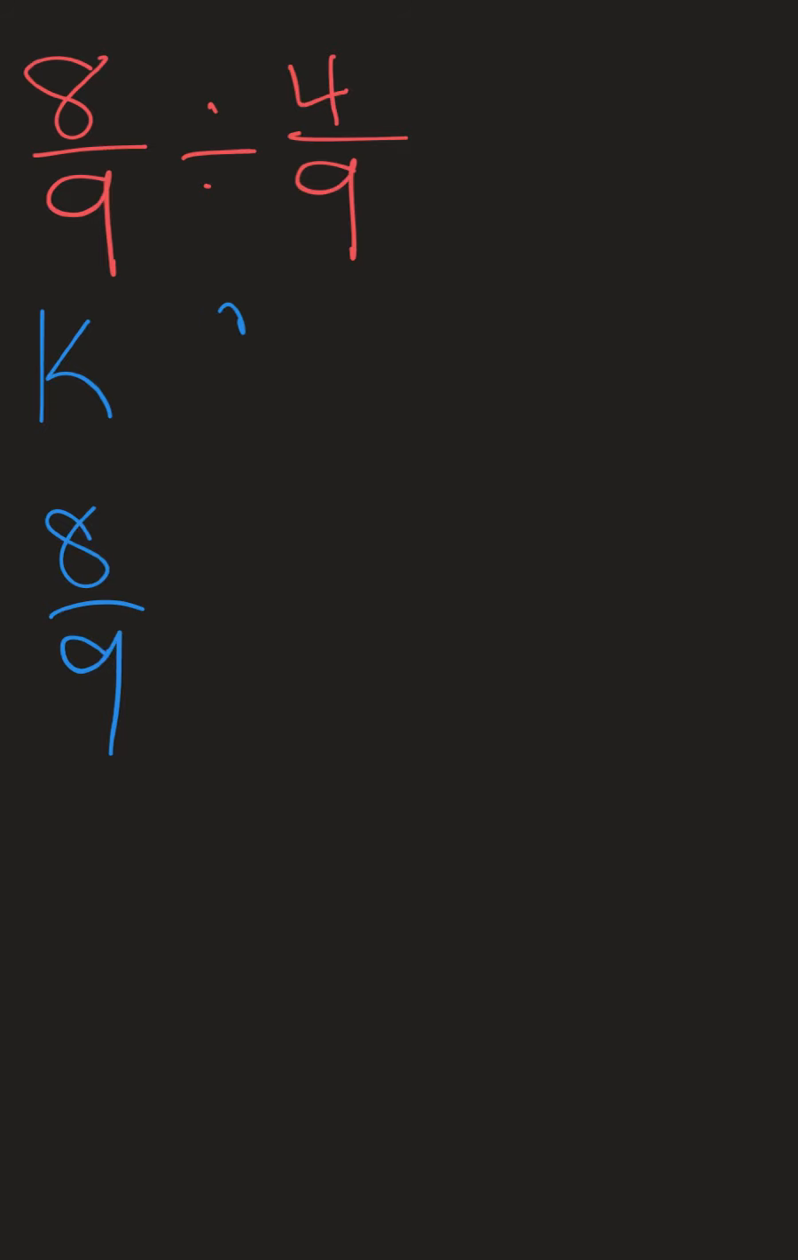Then we are going to change our sign. So instead of division, we're going to use multiplication, the opposite of our division, okay? And the last one is to flip or find the reciprocal or multiplicative inverse. So I'm going to take this 4/9 fraction and I'm going to turn it over. So instead of 9 being the denominator, it will now be the numerator. And instead of 4 being the numerator, it will now be the denominator.